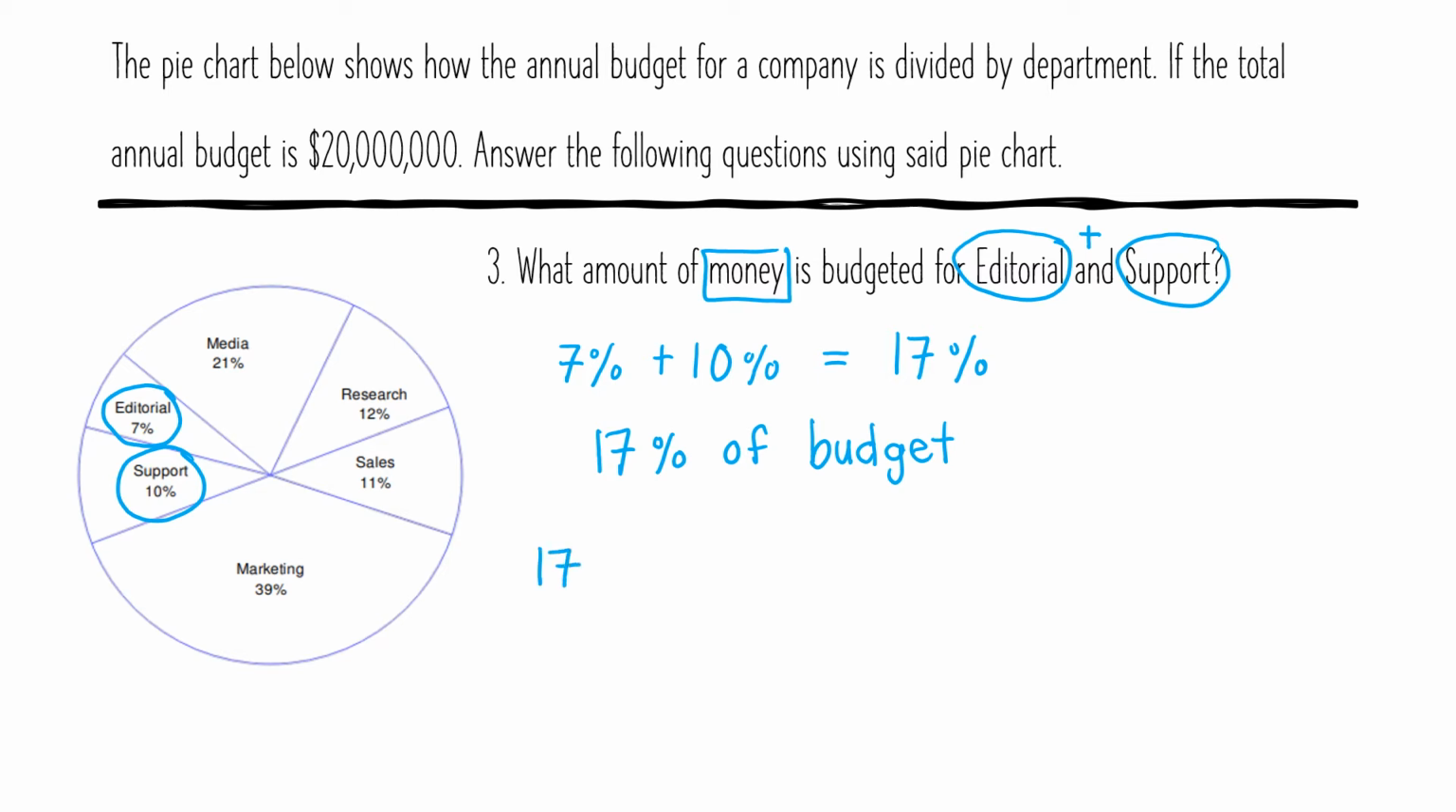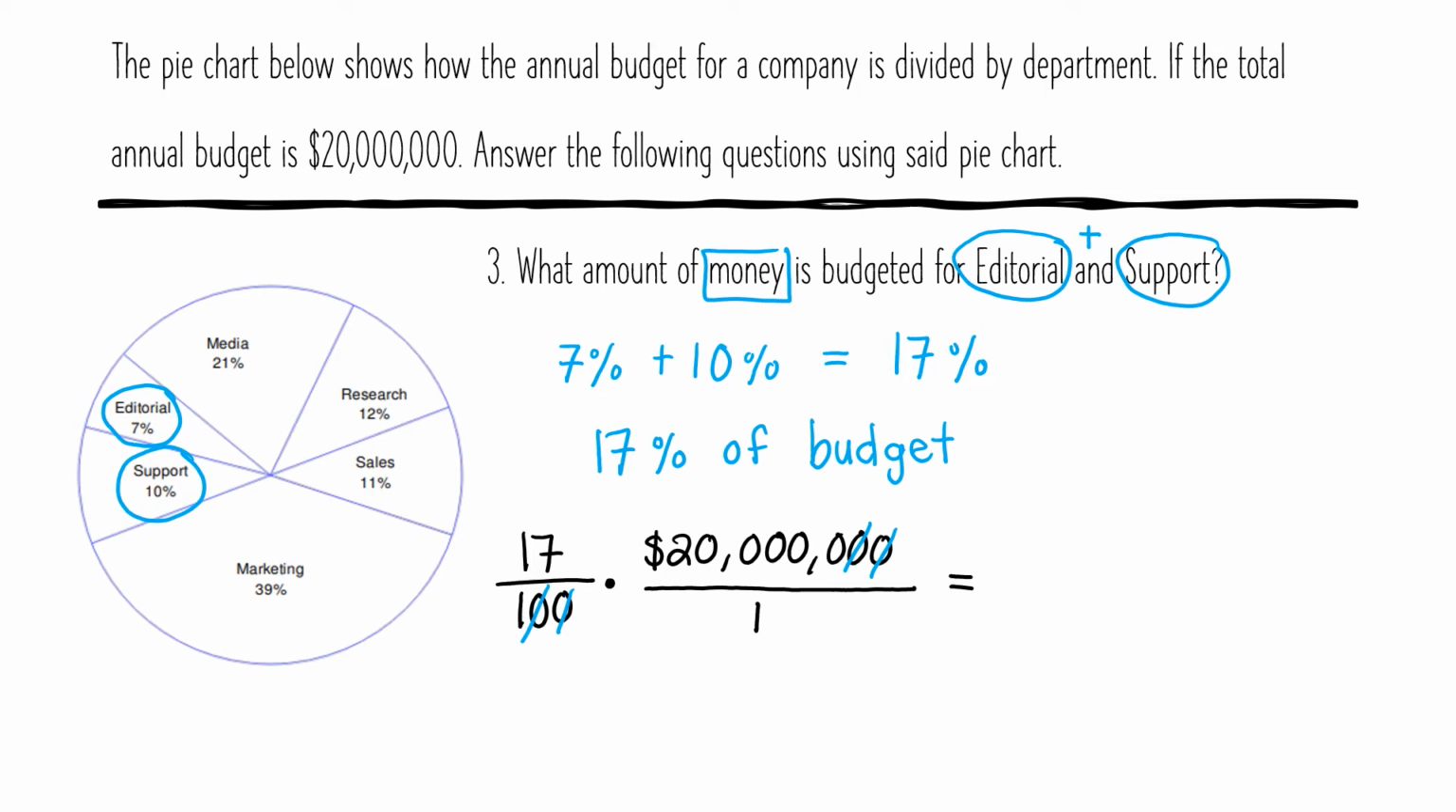So let's convert that 17% to a fraction. So that'll be 17 over 100. And we'll multiply that by the $20 million, which we'll place over 1 since we're multiplying fractions. Let's divide out some of these powers of 10. So we'll cross out the same number of zeros in the numerator and the denominator until one of them has run out of zeros.